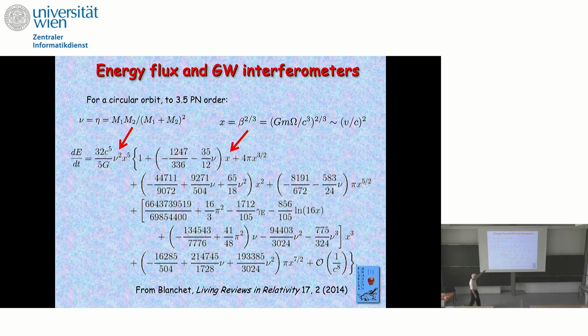So anyway, nu is my eta, the same parameter. x is this beta to the 2/3 that I talked about. The first term in this expression is the quadrupole formula that I showed you earlier on in this notation. But here's the first post-Newtonian correction. x is beta to the 2/3, or v over c squared. So that's 1 pn.